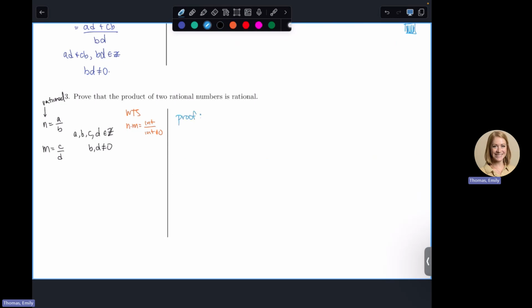Let N and M be rational numbers. By definition, N equals A divided by B, and M is equal to C divided by D, where A, B, C, and D are integers.